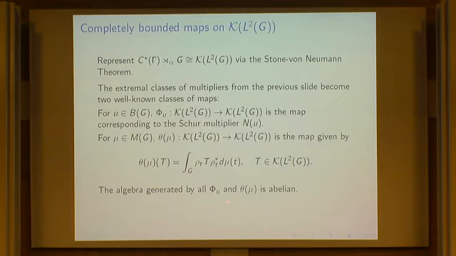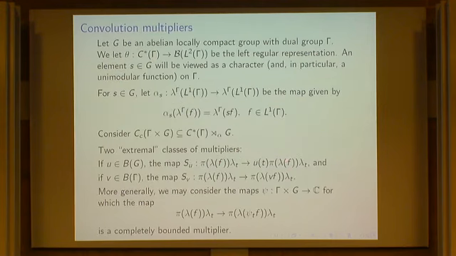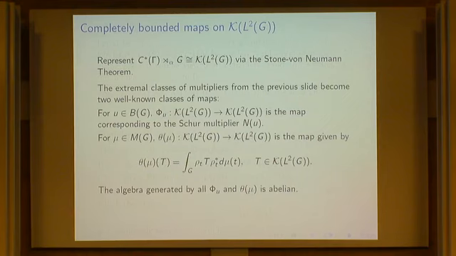So these two classes of maps, in a sense, are dual to each other, and they commute with each other. And the convolution multipliers that I define here are an extension of both of them. They are a larger class than these two classes, a larger class than the algebras generated by these two classes.